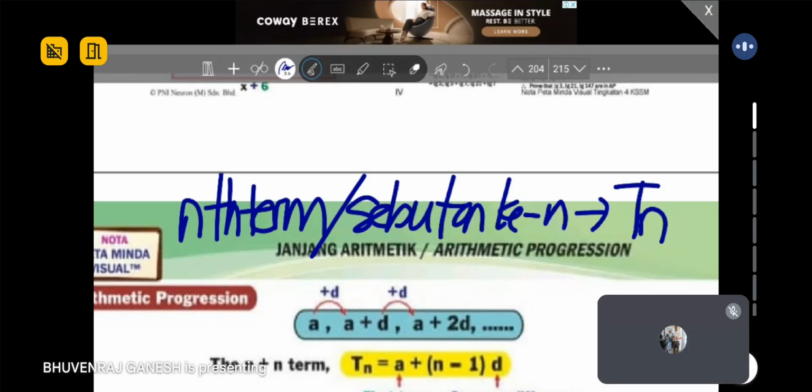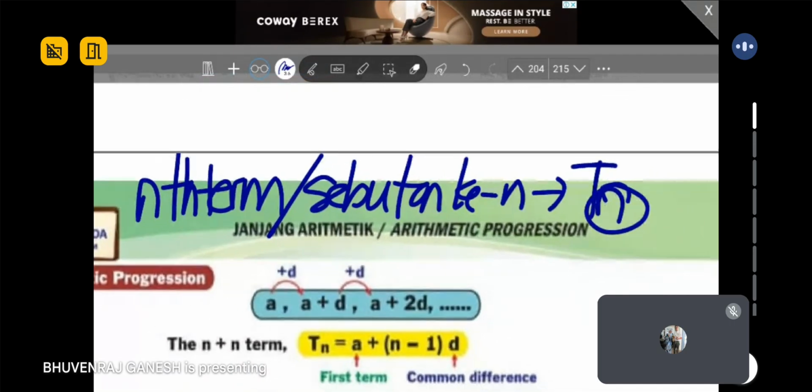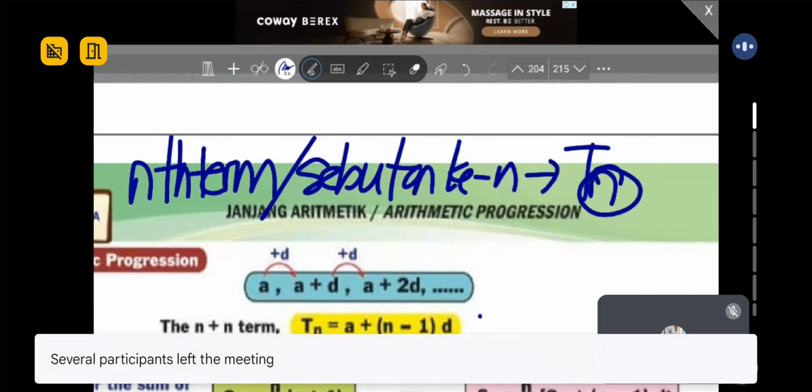Sometimes they will give you the value. Mereka akan bagi nilai. 8th term, 4th term, sebutan keempat, sebutan ke-8. Then you can sub the n value already. Boleh gantikan nilai n tu. But if they ask general, mereka tanya secara am, you have to use this formula. Okay, kena guna rumus ni.